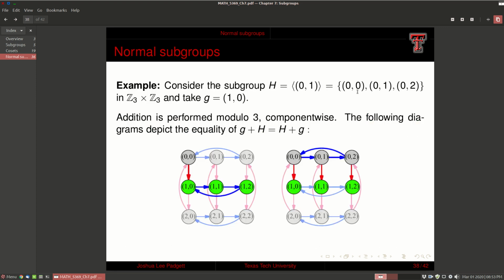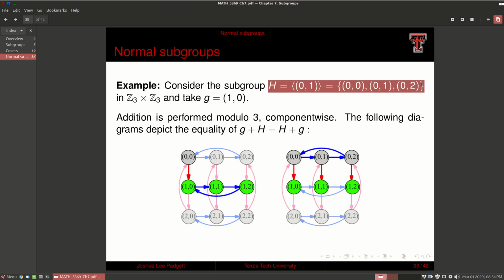All right. So, for example, consider the subgroup H. Here we have the group Z3 cross Z3, which is the pairs of numbers, where each entry is 0, 1, or 2. When I add two of these objects, I add them component-wise modulo 3. So what do I have here? (0,1) plus (0,1) gives me (0,2), because 0 plus 0 is 0, and 1 plus 1 is 2. (0,2) plus (0,1) gives me 0 and then 3, which is equivalent to 0. So this is a subgroup.